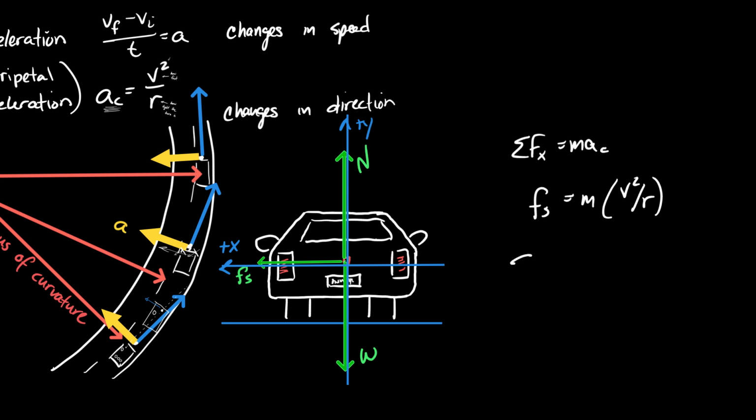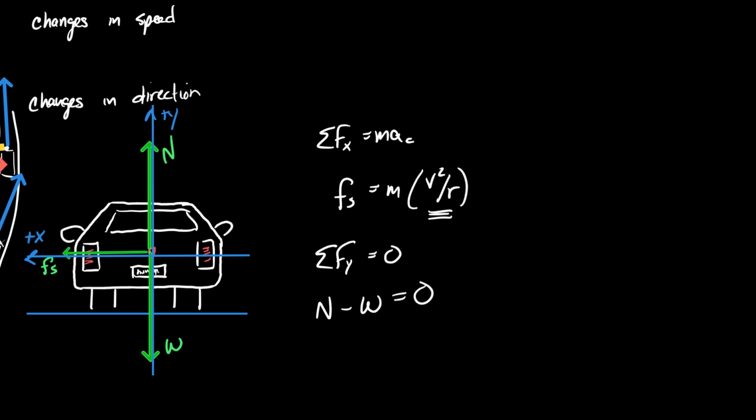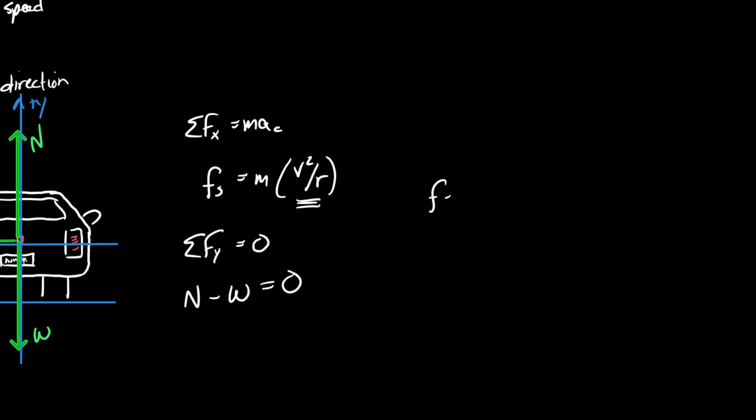In the y direction, our net force is still 0. But normal minus weight equals 0. Nothing new, really, except for this one substitution because we're traveling in a circle. In fact, I move on with that to saying things like, well, I know static friction is equal to mu times the normal force. I can put these things together, start talking about how fast can I go. If the road is this sticky, what's the maximum speed limit before I slide?